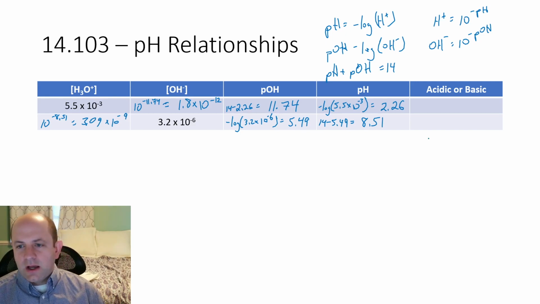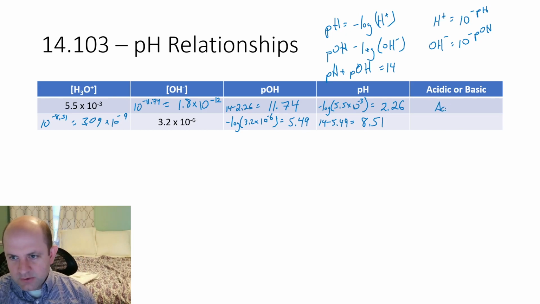And that's good. Now the last column is: is it acidic or basic? We always base that off the pH. That's usually what we're used to. So for the pH in the first one, it's less than 7, so this would be acidic. And the second one, the pH is greater than 7, so that one would be basic.